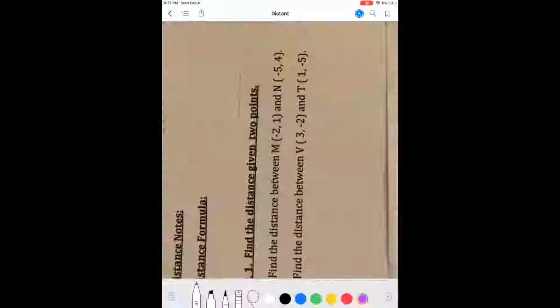So the distance formula is going to be D equals the square root of (x2 minus x1) squared plus (y2 minus y1) squared. In this, what we want to pay attention to is that we're taking the difference of our x values and the difference of our y values.